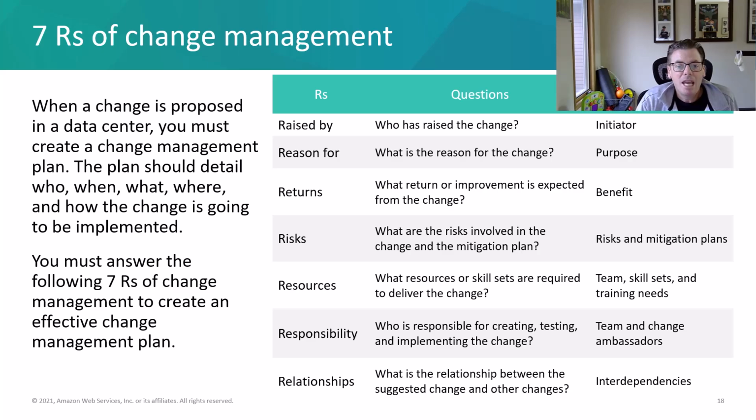So if we go through and answer each of these 7 R's, it can help us to create an effective plan, right? We can say, who raised the change, right? Who is the initiator of this, right? What's the reason for it, right? So what is the purpose? What are the returns, right? What's the benefit to the organization to make this change? What are the risks? So that way we can put in some risk and mitigation planning. What resources are required in terms of team, skills, training? Who's responsible to do this? And what are the relationship changes that we might run into with this new change.